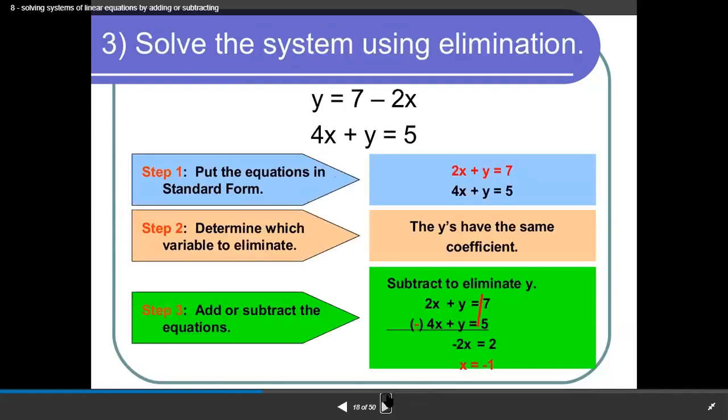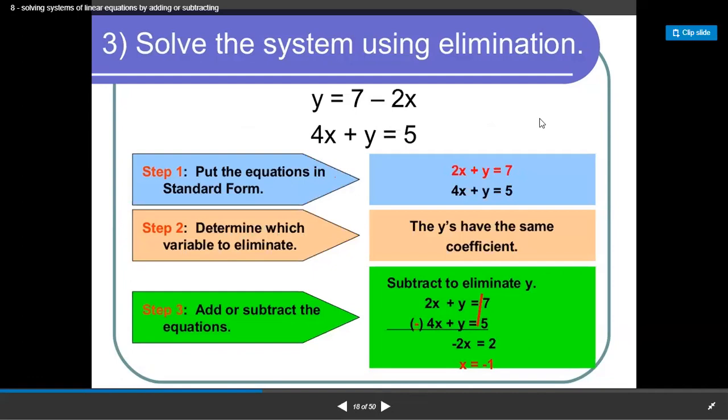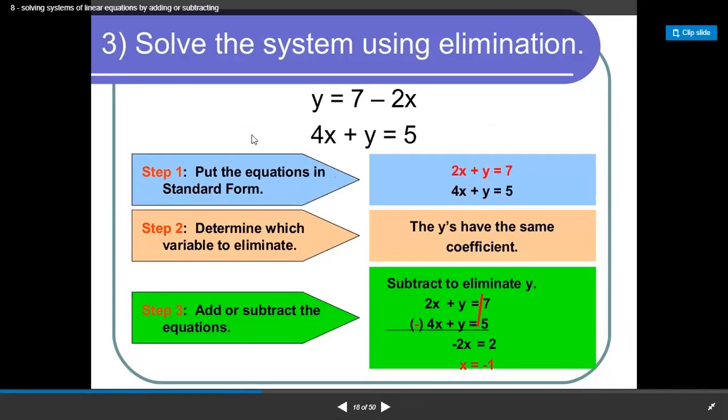Is that clear? So this was our lesson today: solving systems of equations by adding and subtracting. Is there any question, Grade 8?